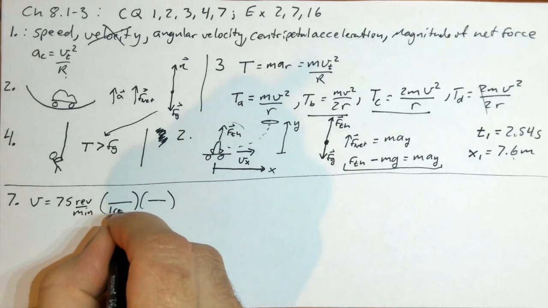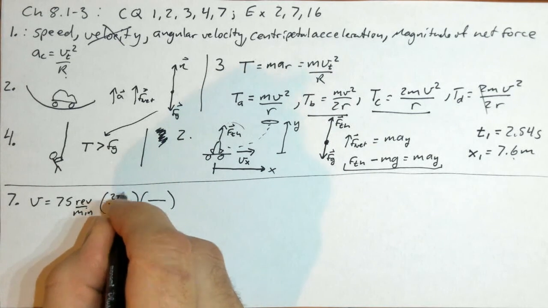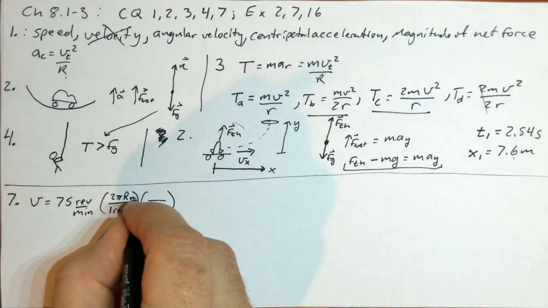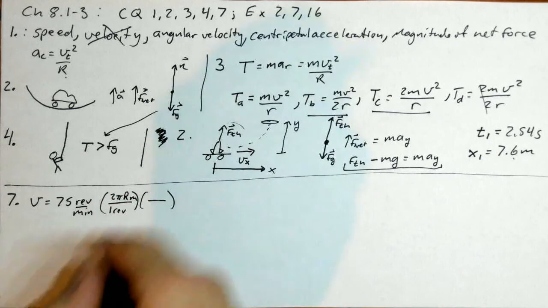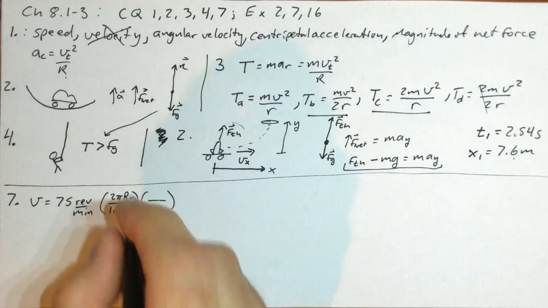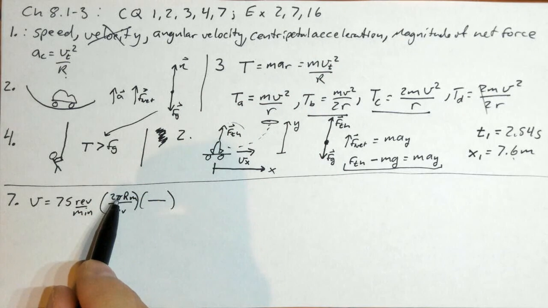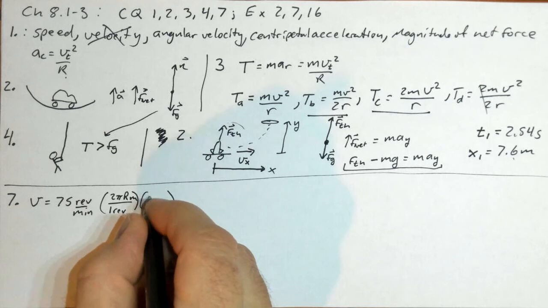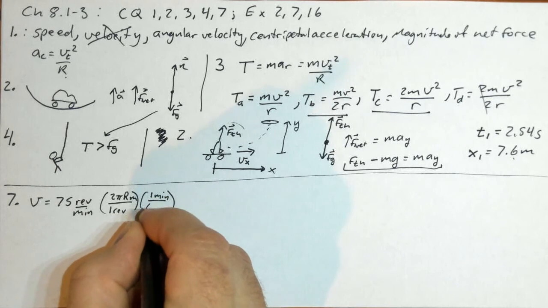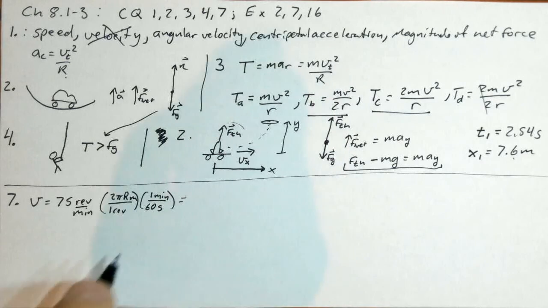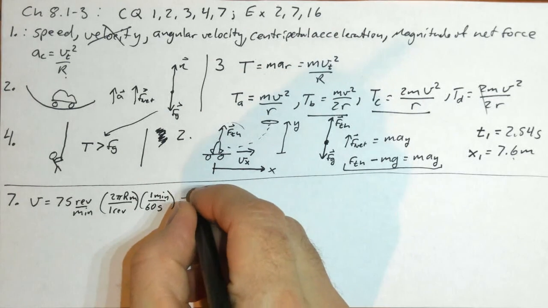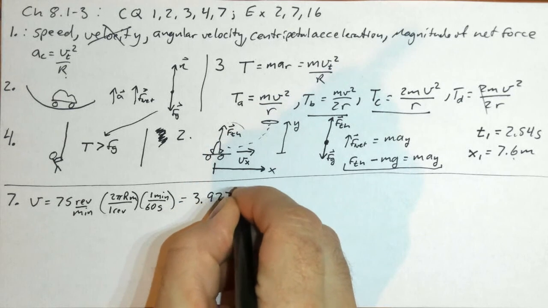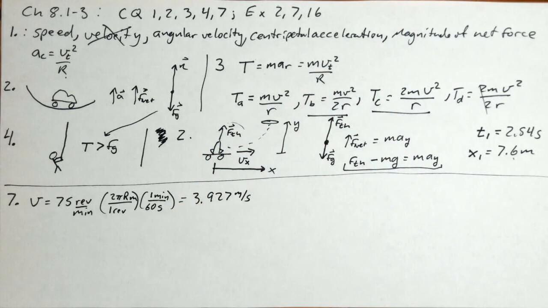One revolution is 2 pi r meters, because that's the circumference. One revolution equals one circumference, so that's 2 pi r in meters. And then 1 minute is 60 seconds. So doing that, we get the velocity in terms of meters per second. That's 3.927 meters per second. So that one is just a conversion.